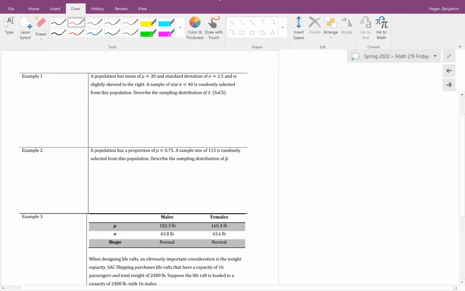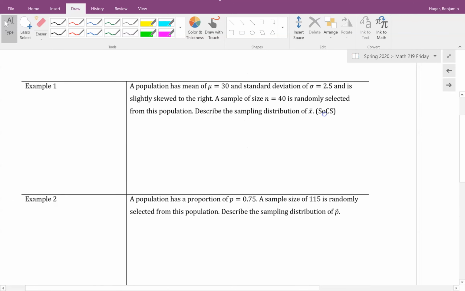So let's try some examples here. All right, let's see if we could make sense of some of these. It says that a population has a mean of 30, mu equals 30, and a standard deviation of 2.5, and it is slightly skewed to the right. A sample size of n equals 40 is randomly selected from this population. Describe the sampling distribution of x bar.